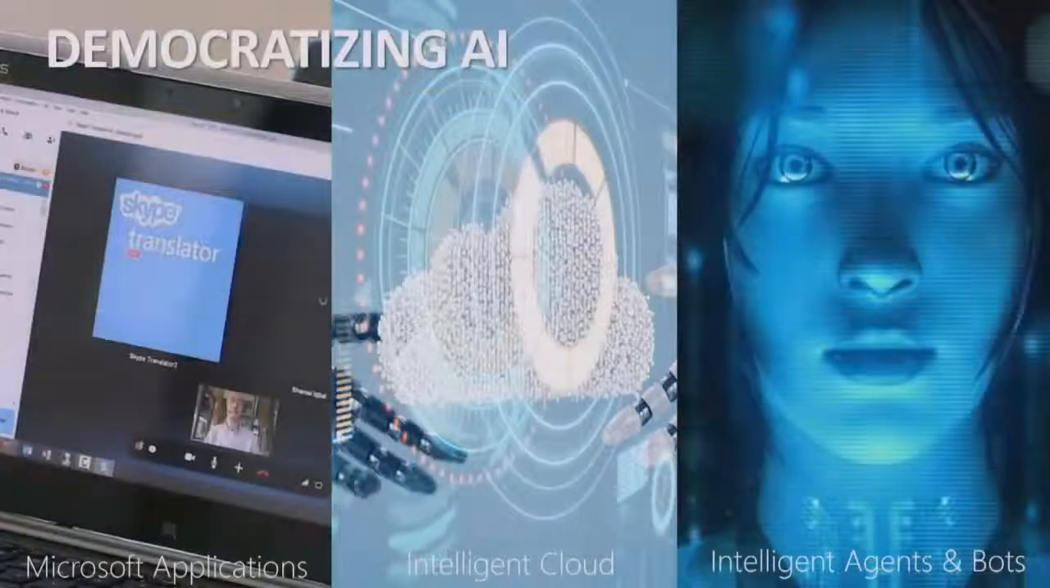Okay. So at Microsoft, we've basically got three lenses on how we're bringing AI to market right now. Through our own applications that we sell, through building our intelligent cloud, and through things like intelligent agents and bots and this kind of voice interface. So let's just quickly skip through some of those.